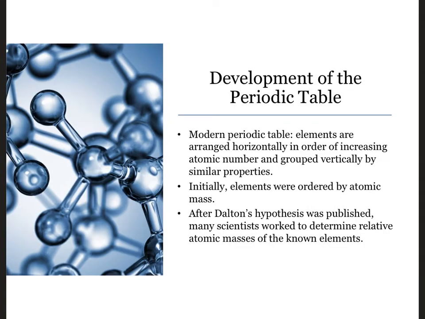Elements with similar chemical characteristics have been grouped together in various ways over time. The periodic table is the result of many years of refining this grouping. On the modern periodic table, elements are arranged horizontally in order of increasing atomic number and grouped vertically by similar chemical properties. Initially, elements were ordered by atomic mass, but after the publication of Dalton's hypothesis, many scientists worked to determine relative atomic masses of the known elements.